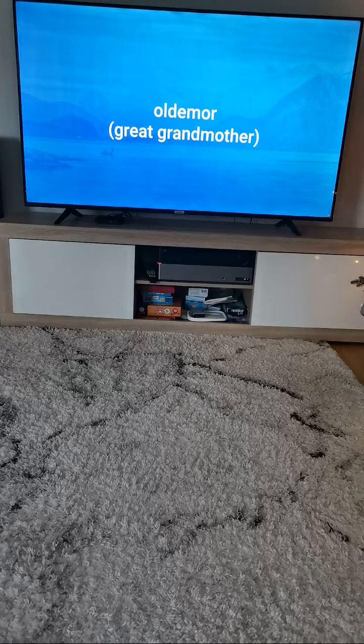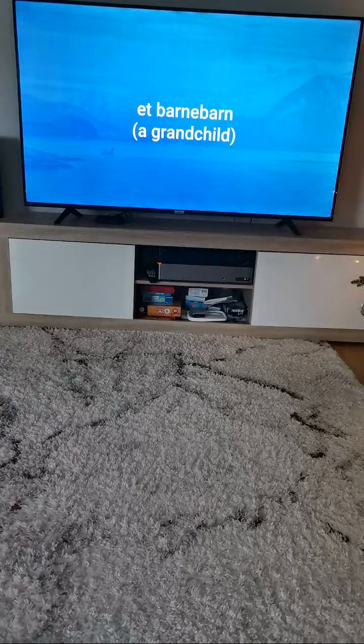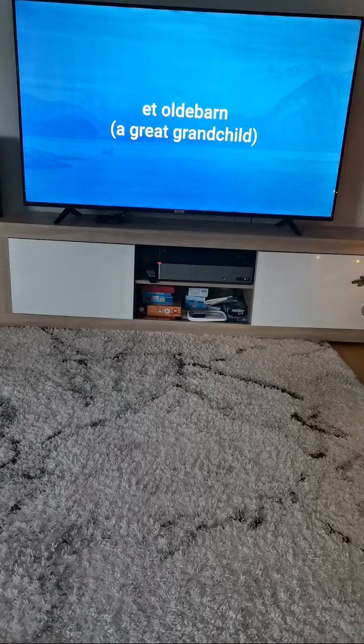Great grandma is oldemor. Great grandfather is oldefar. Grandchild is et barnebarn. So it literally means a child's child. And a great grandchild is et oldebarn.